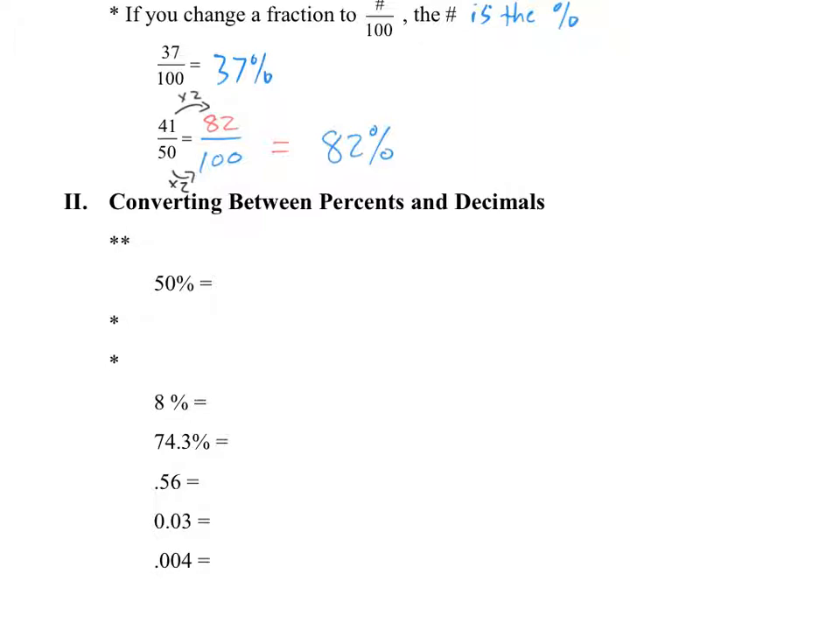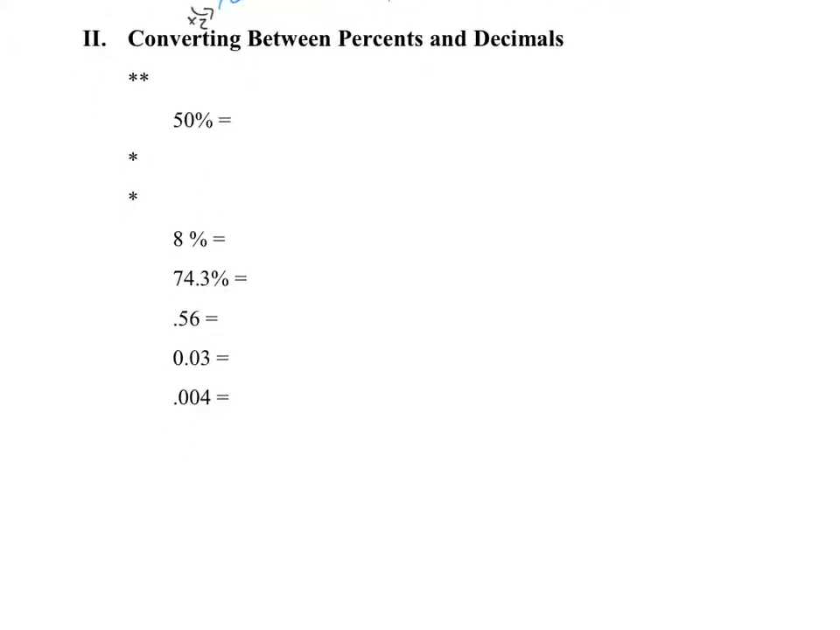Okay, so converting between percents and decimals. The most important number today is the number 2. Move the decimal. How many places? 2. 2 places when switching.